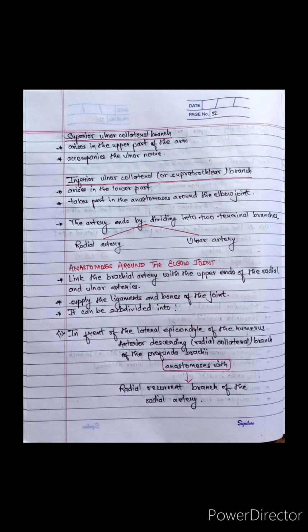Now let's see about the anastomosis around the elbow joint. It links the brachial artery with the upper ends of the radial and ulnar arteries. It supplies the ligaments and bones of the joint. It can be subdivided into the following types: Number 1. In front of the lateral epicondyle of the humerus, anterior descending, that is radial collateral branch of the profunda brachii, anastomosis with radial recurrent branch of the radial artery.